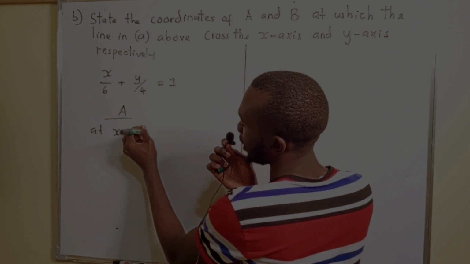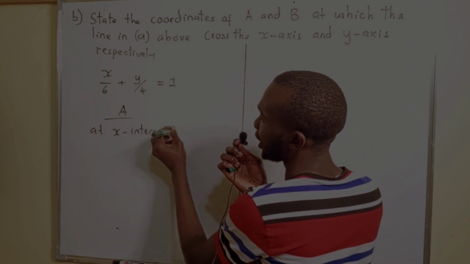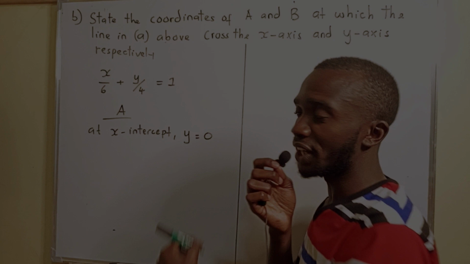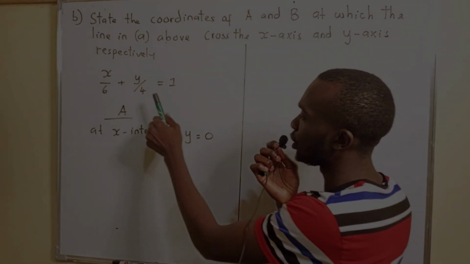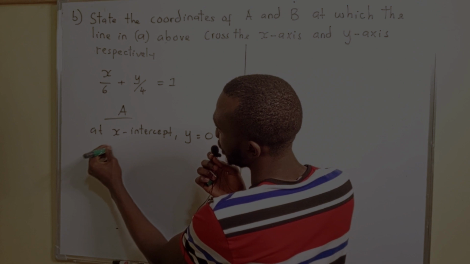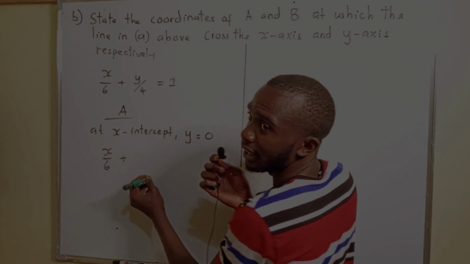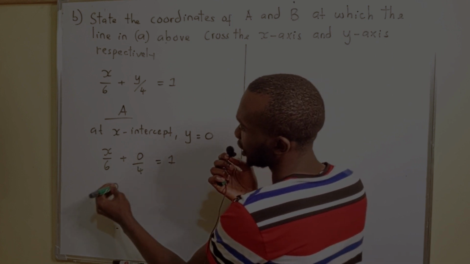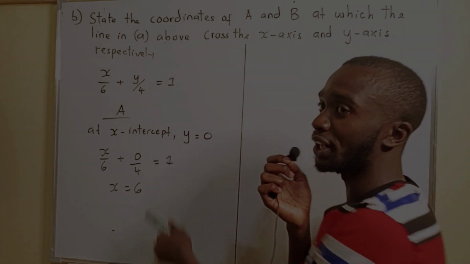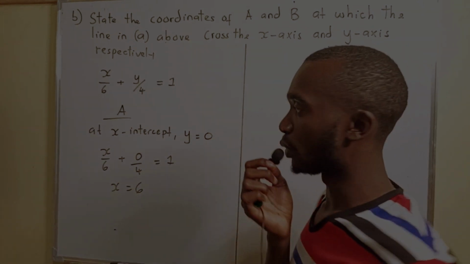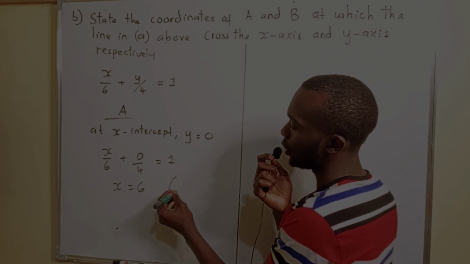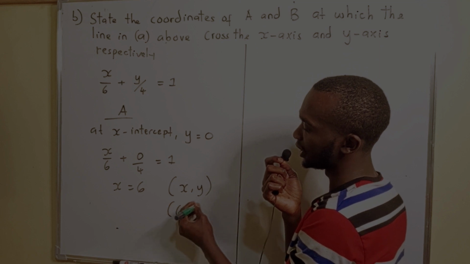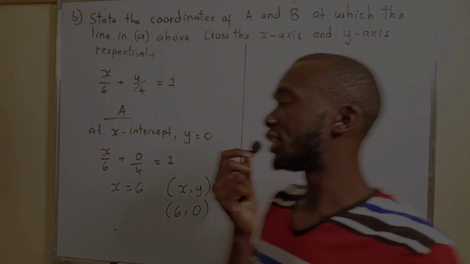For point A, the x-intercept is the point where that line cuts the x-axis. The value of y is equal to 0. We substitute the value of y with 0 in the equation. So the equation is x over 6 plus 0 over 4 is equal to 1. So the value of x here is equal to 6, because the y term is reduced to 0. The coordinates are always in the form x comma y, so the coordinates of point A will be 6, 0. So that is at the x-intercept.